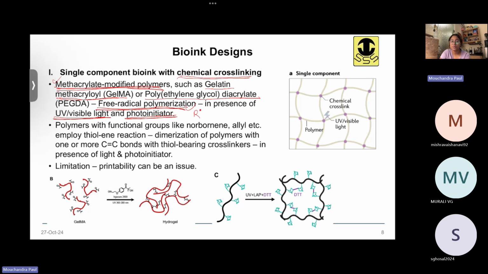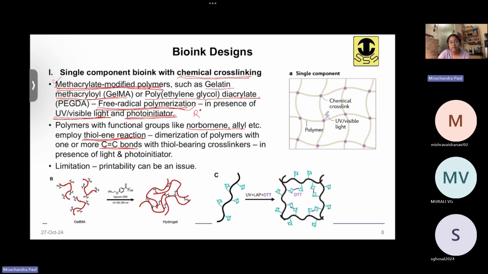one type of polymers that are used. There are other polymers also which are functionalized with other groups, not methacrylate, but other groups like norbornene or allyl. And these groups allow another type of chemical reaction that is called thiol-ene reaction. Now here the mechanism is slightly different from the free radical polymerization. Here, the polymers are functionalized with norbornene or allyl groups. These groups have a carbon-carbon double bond. Okay, they have a carbon-carbon double bond.